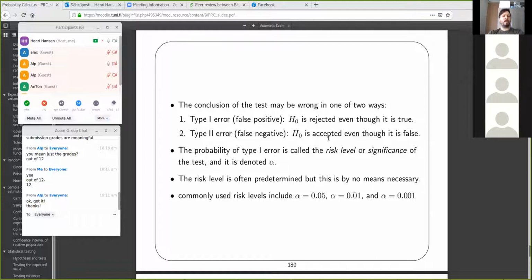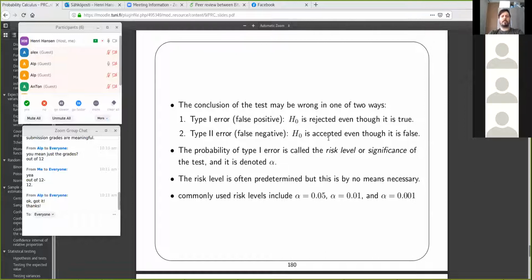On the other hand, we cannot assess the probability of a false negative, meaning that we accept this result even though it's false, because we cannot know what the alternative hypothesis entails in total. I mean, we don't know anything about the other schools. So that's the thing here to understand.